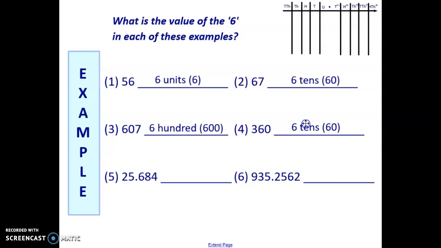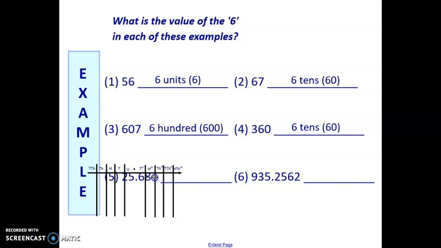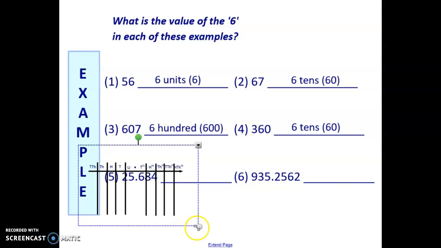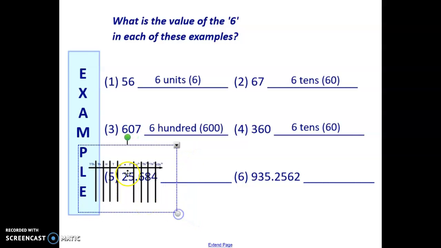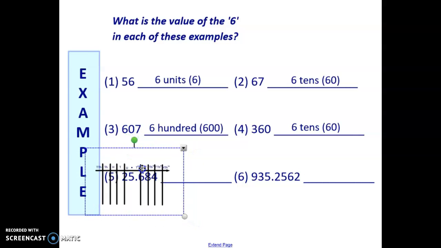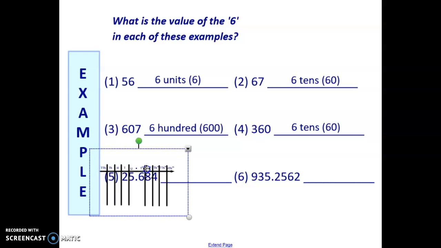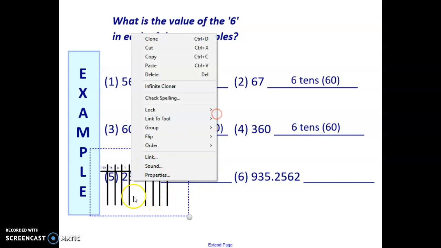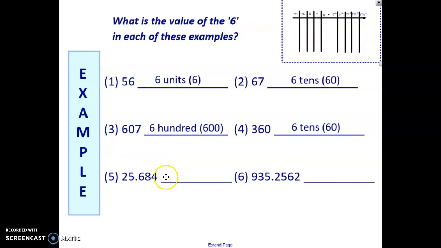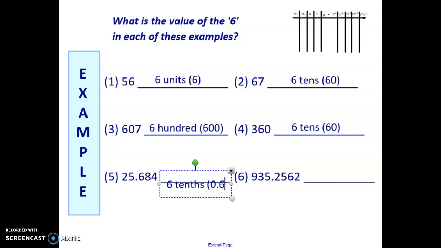Then 5 and 6 are probably actually easier because I can line the decimal point up in the correct place. If I line the decimal point up, I need to make my grid a little bit smaller to fit them all in. Just about. I can see my decimal points are lined up here, and my 6 is under the TH, which was tenths. So I can call that 6 tenths, or 0.6 is the quick way of writing it.